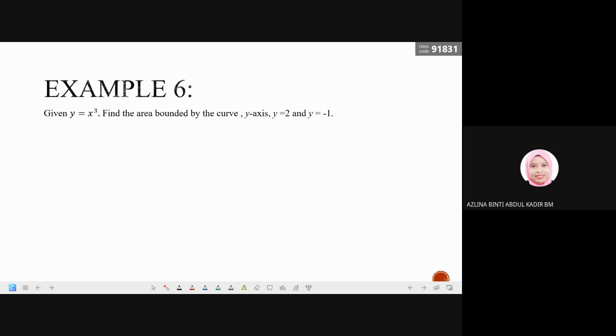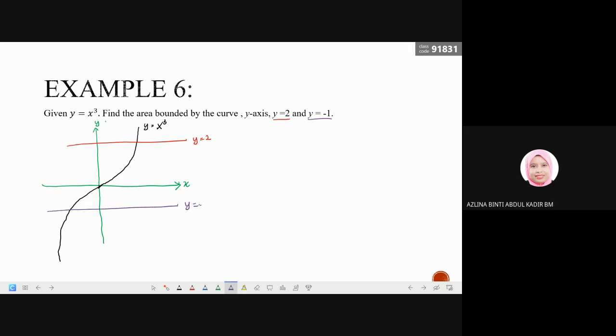Kalau ingat, hafal sem 1 dulu, shape of cubic function. Macam mana? Sem 1 dulu saya suruh hafal. Topic function. X, y. Cubic function, gini kan. Y is equals to x cube, pass through origin, straight turun ke bawah. Y is x cube, label. Okay, then line y is equals to 2. Here is y is equals to 2. And then line y is equals to negative 1. Y is equals to negative 1.